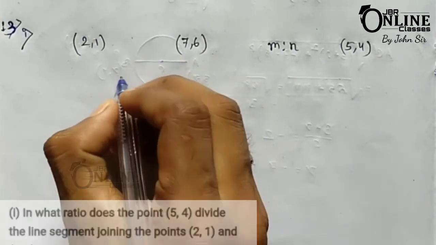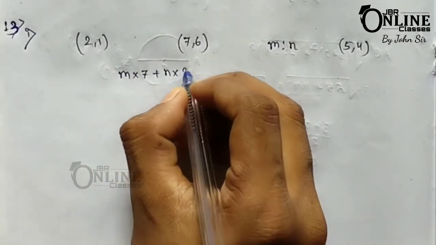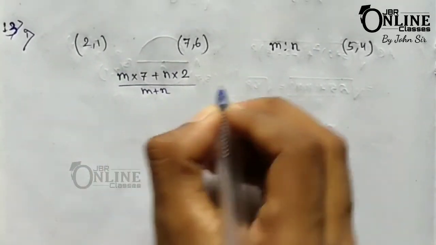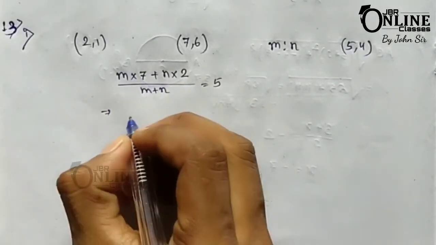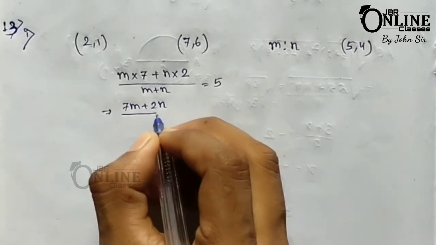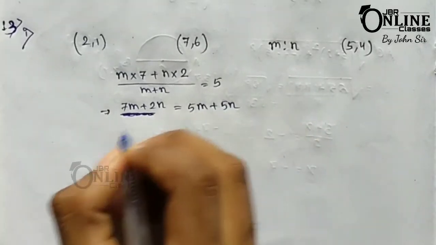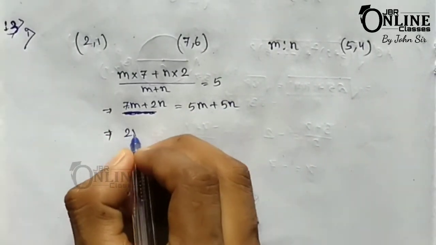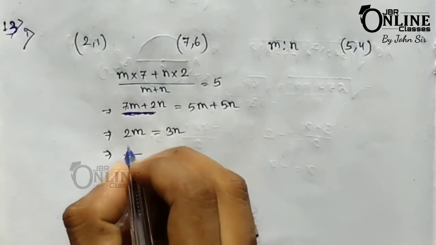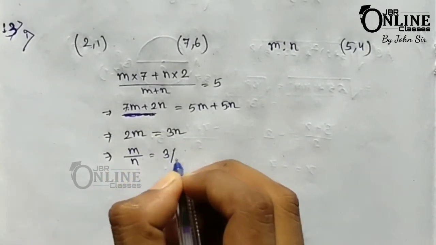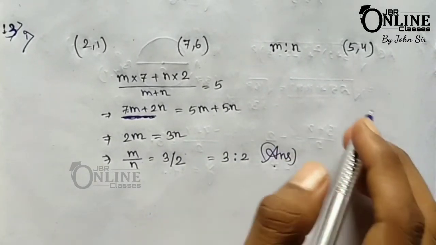So according to the problem, m into x2, that means 7, plus n into x1, that is 2, divided by m plus n, equals 5. So here 7m plus 2n equals 5m plus 5n. Now 7m minus 5m equals 2m, and 5n minus 2n equals 3n. So m by n equals 3 by 2. That means the ratio equals 3:2. So 3:2 is the final answer.